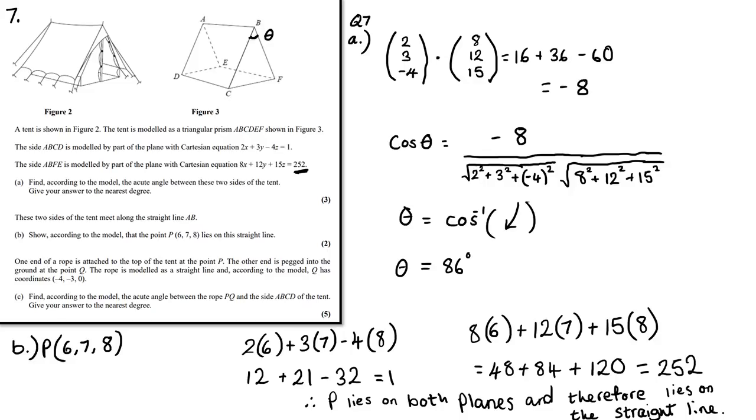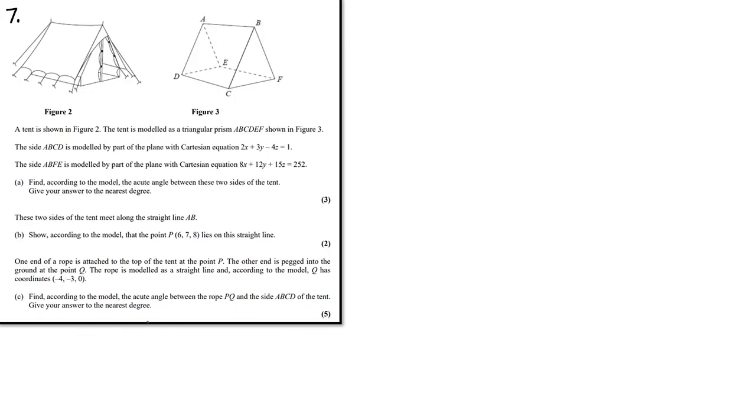And then finally, let's have a look at part C here. So let's just clear everything we've got here so far and have a look at part C. So for part C, we're told one end of a rope is attached to the top of the tent at the point P. So remember, P is this point here, 6, 7, 8. And the other end is pegged into the ground at the point Q. The rope is modelled as a straight line, and according to the model, Q has coordinates -4, -3, and 0. And what we want to do, again, is find, according to the model, the acute angle between the rope PQ and the side ABCD of the tent.